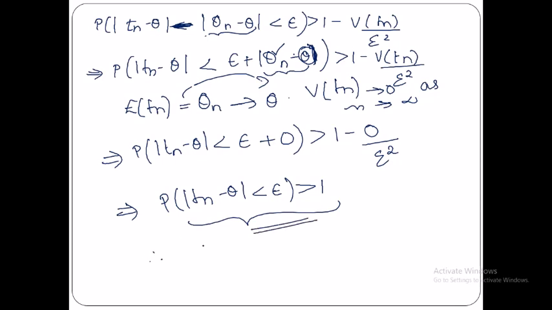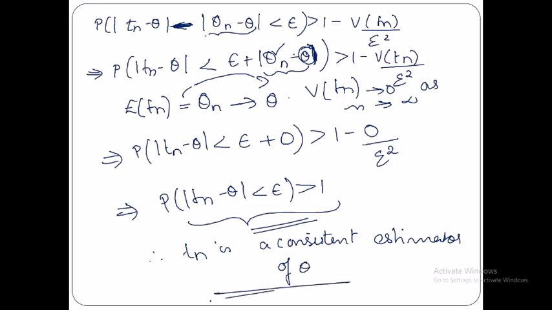So therefore you can say that Tn is a consistent estimator of theta. Okay, so thank you. Now we will move on to some problems.